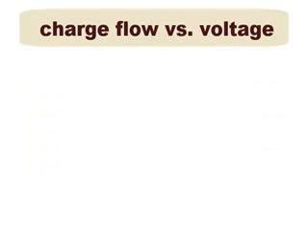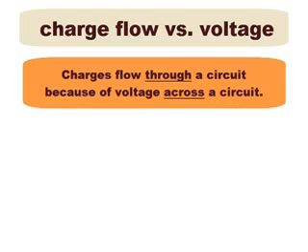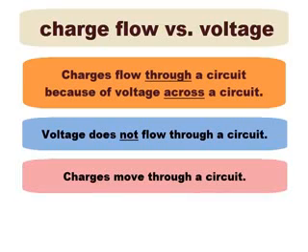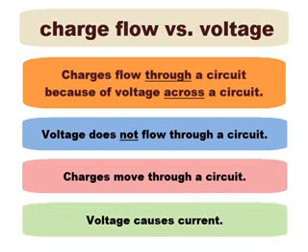There's often some confusion between a charge flowing through a circuit and a voltage being impressed across a circuit. Charges flow through a circuit because of an applied voltage across the circuit. You don't say that voltage flows through a circuit. Voltage doesn't go anywhere. It's the charges that move. Voltage causes current.